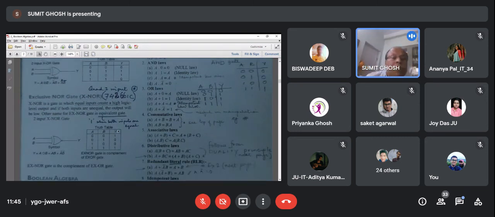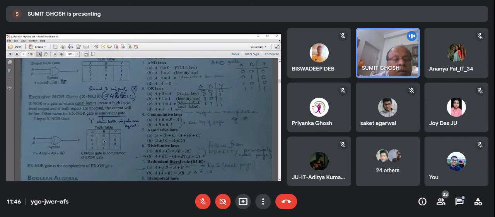Now we come to the exclusive NOR gate. Exclusive NOR gate is like this. It is called an equivalent gate. That means when both inputs are the same, either 0 0 or 1 1, then the output is high or true. That's why it is called an equivalent gate. So it's basically a gate in which equal inputs create a high logic output, and if both inputs are unequal, the output will be low.